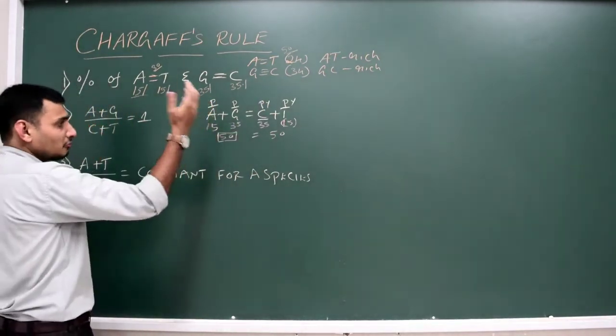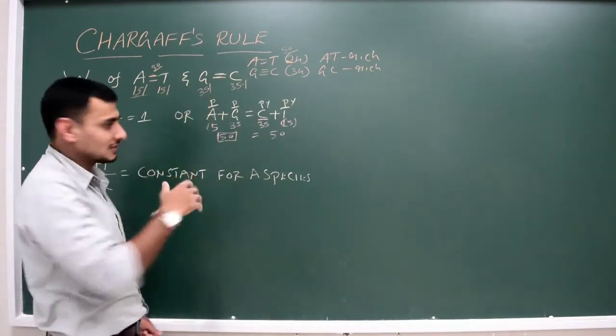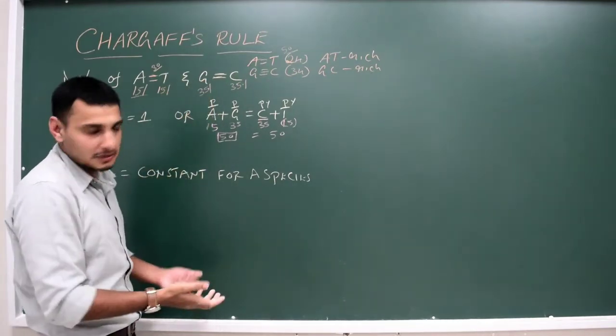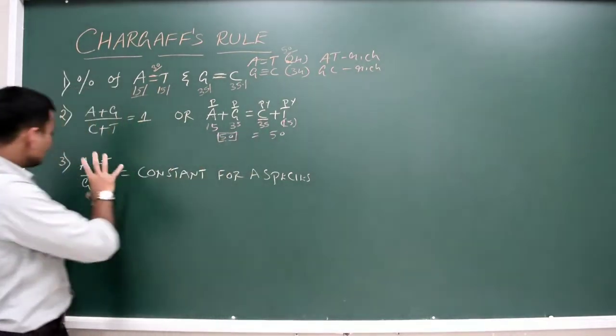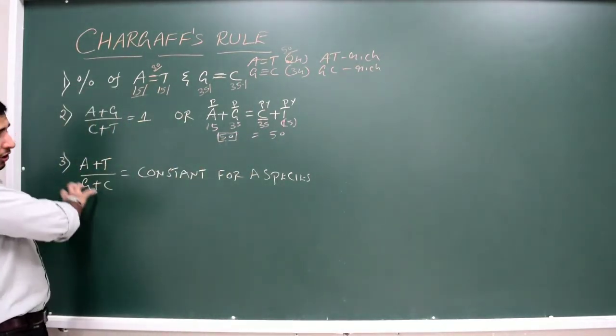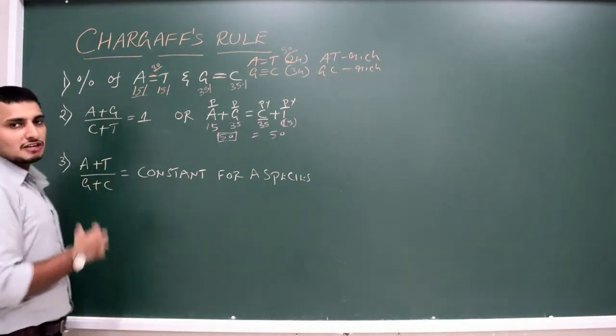Okay. So it doesn't matter with the individual purines like the adenine number or guanine number. When you equate it, it should be 50, 50. This is one example. Next is A plus T by G plus C, which is constant for a species.